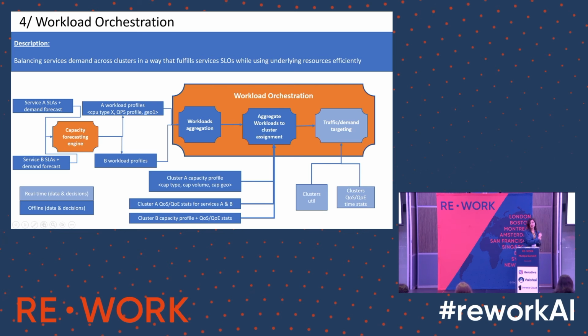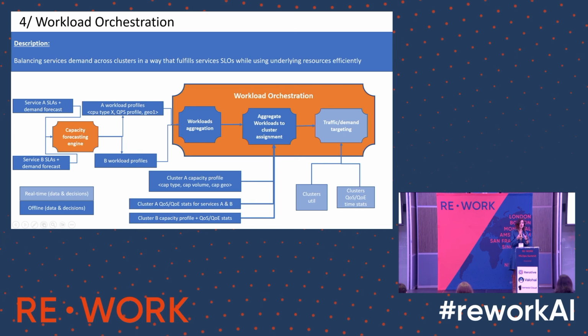Now we come to workload orchestration, which is really essential. As we have seen, we have different services. We put them in the capacity forecasting engine that we explained first, which tells us what the compute needs are, what the storage needs are, etc. Now orchestration fulfills different functions. First, it needs to aggregate all these workloads that we define. For instance, let's say we have a streaming service and we say we need this amount of CPU, this type of CPU in particular, for this geography.